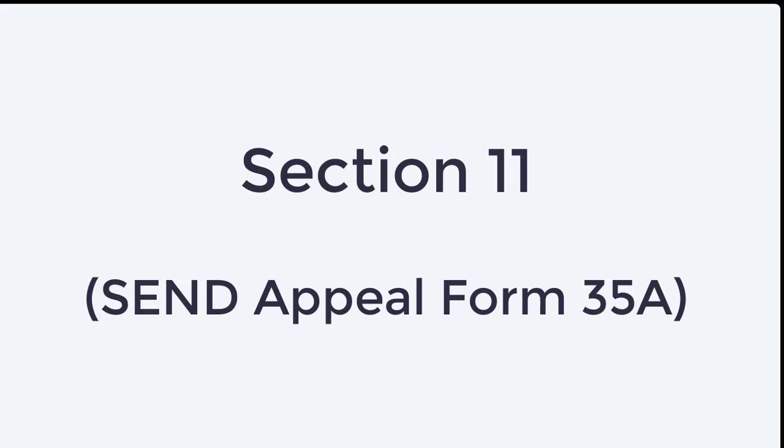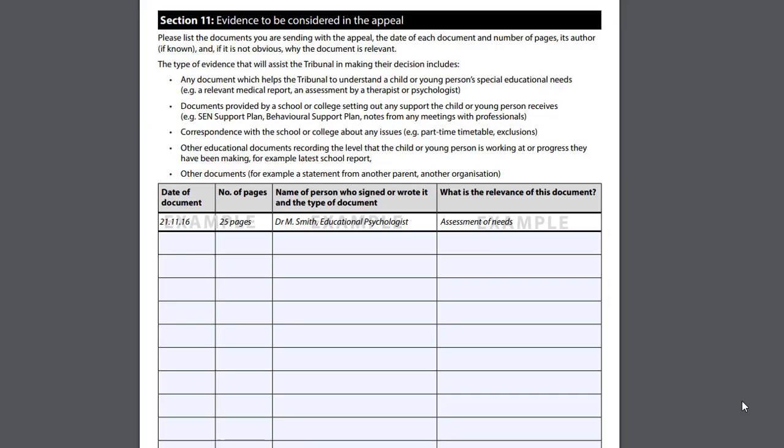We're looking at Section 11 of the Online Appeal Form 35A, and we recommend that you watch this before or after the video for Section 2. Section 11 asks you to list any evidence you are sending in to support your appeal, to give the tribunal a better understanding of your child's special educational needs.